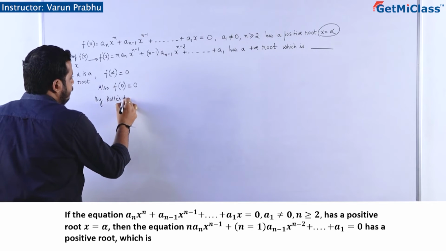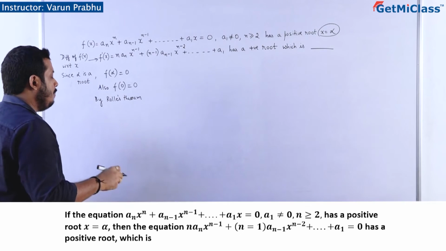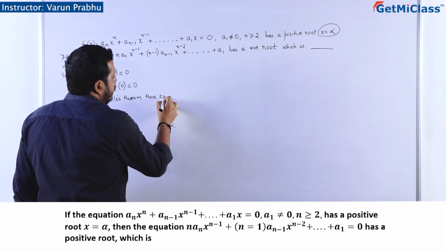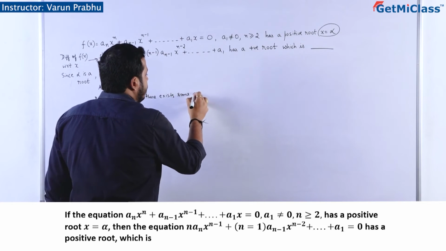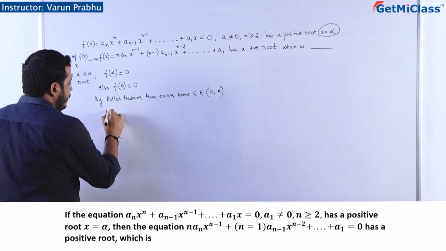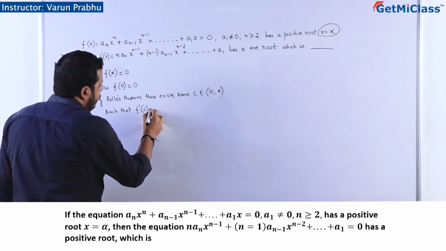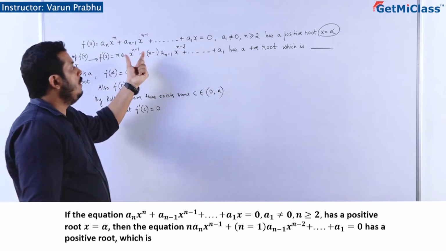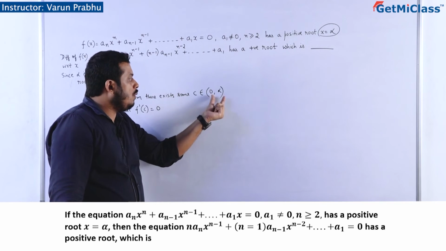By Rolle's theorem, there exists some c belonging to the open interval 0 comma alpha such that f dash of c is equal to 0. Now if you consider a root, where is the root? It has to be between 0 and alpha, right?